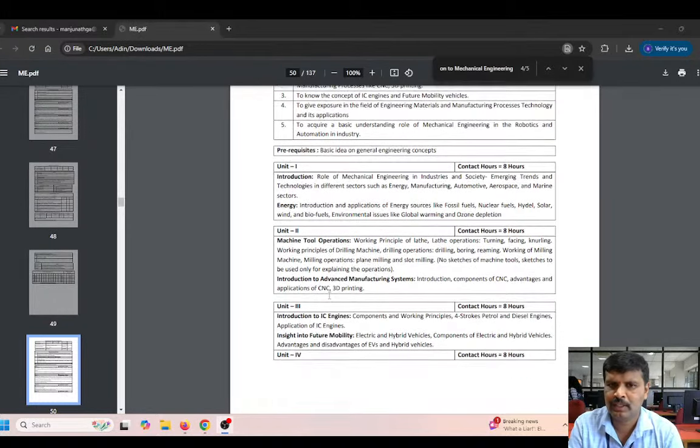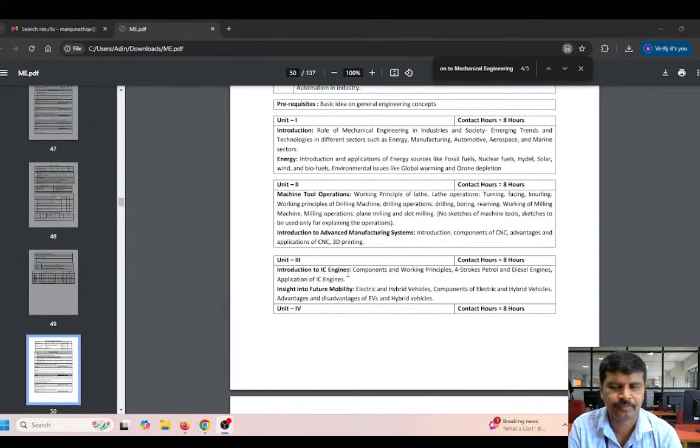Later, here we can see the introduction to advanced manufacturing systems. In the machine tool, it is only the lathe. Later we'll see the advanced. Advanced is nothing but CNC or NC, which is computer numerical control by using some codes, or by using robots. Correct, whatever helps in the automotive sector.